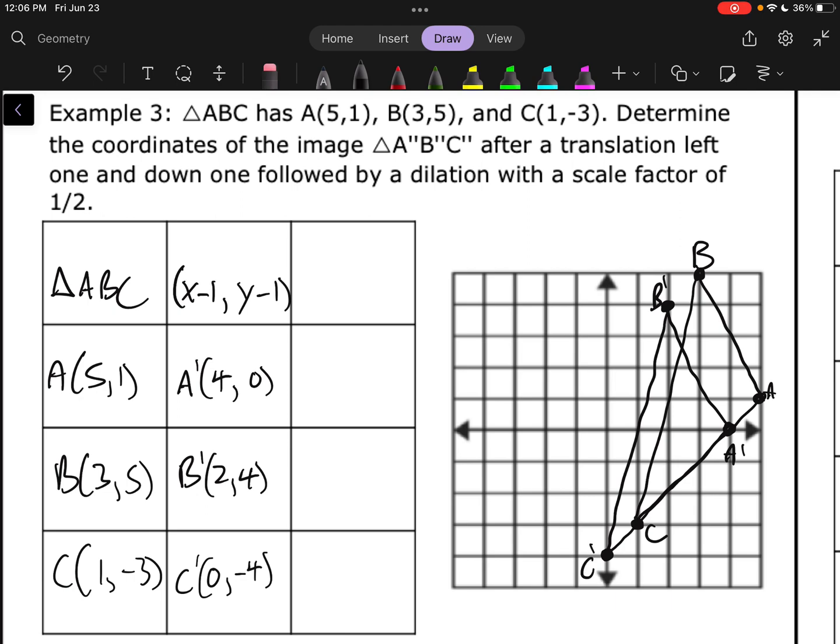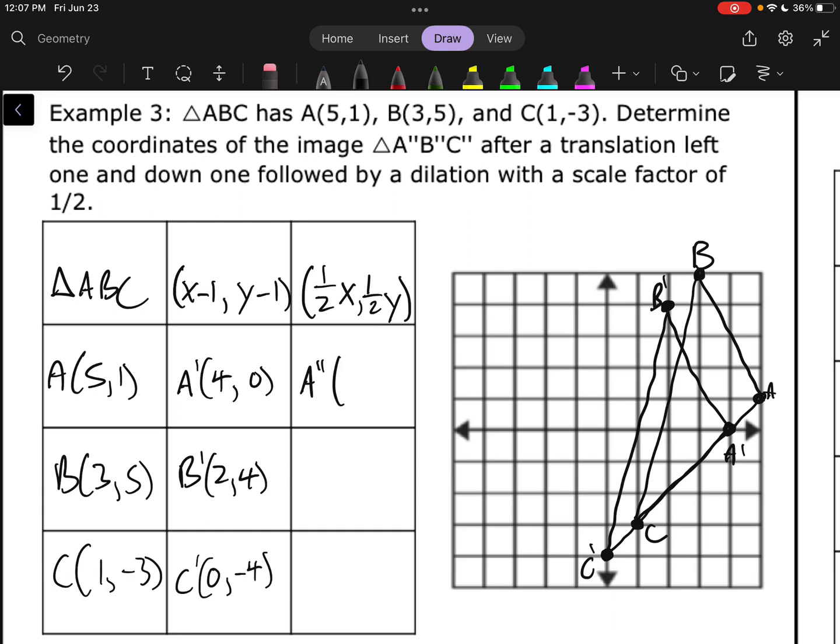Okay, now let's dilate that thing with a scale factor of 1/2. Remember, dilation rules are written like this, where we do 1/2 x, 1/2 y. We just multiply the scale factor times the x and the y value.